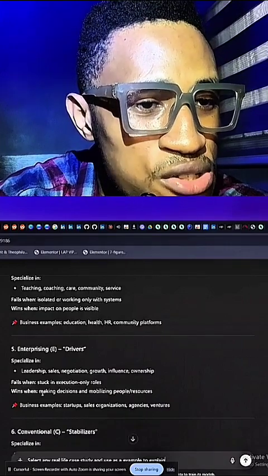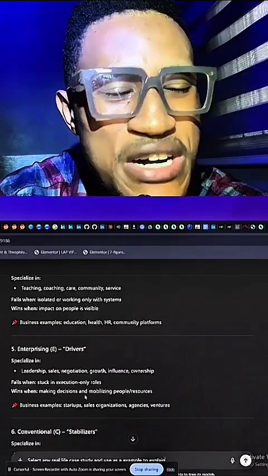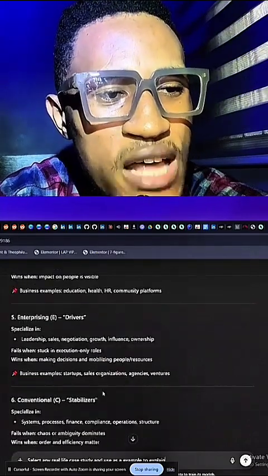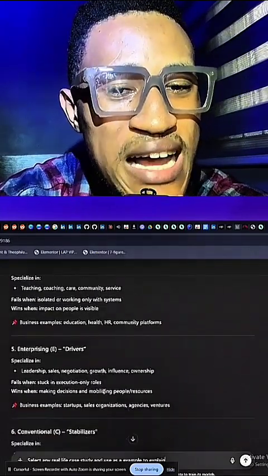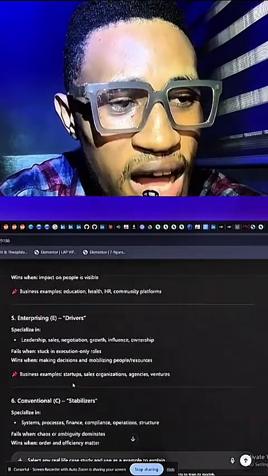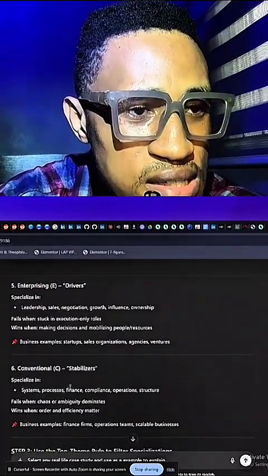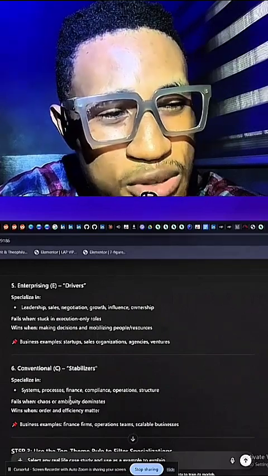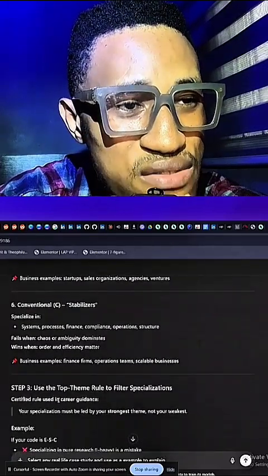Wins when making decisions and mobilizing. I'm not so great at it, but I am really growing in this, right? So this looks like me, but not so strong. So I'll just put an asterisk on it. And then last, the conventional stabilizer: system, processes, finance, compliance, operation, structure. Not really like me, to be very honest. So I'll just leave this aside.